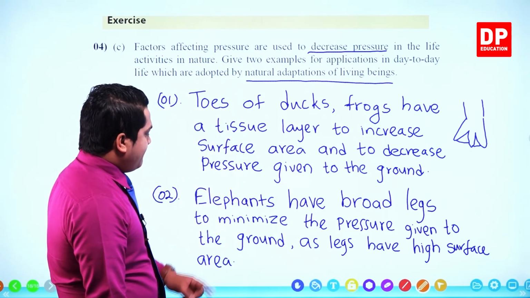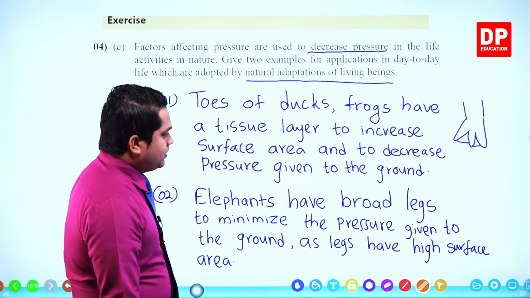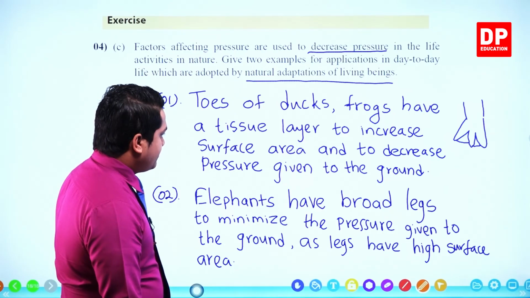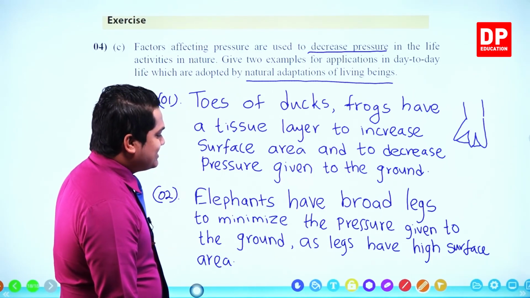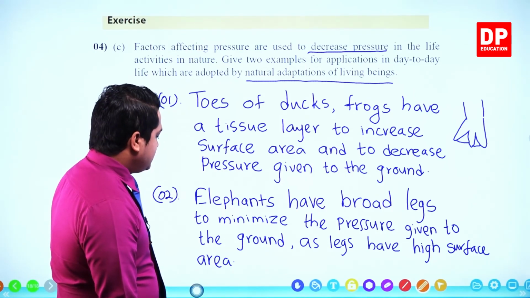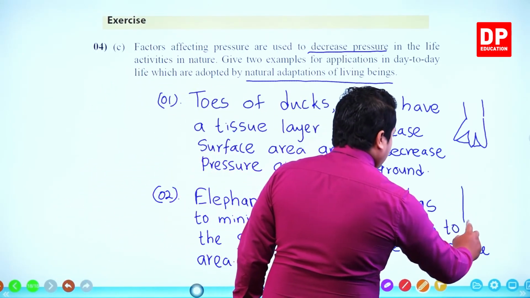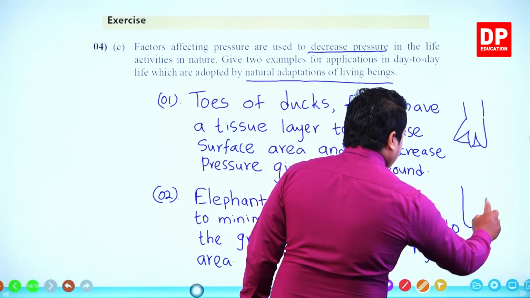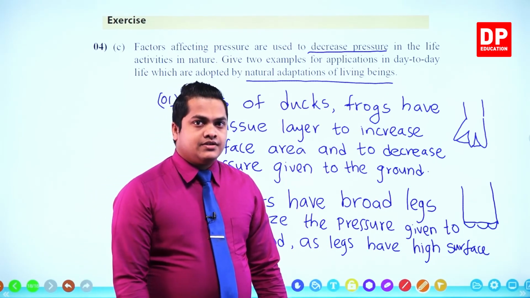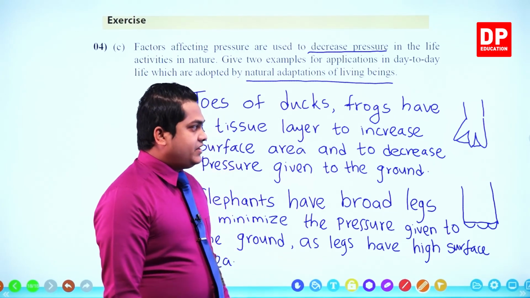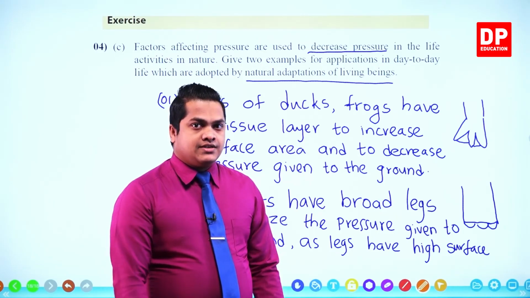Then elephants have broad legs to minimize the pressure given to the ground, as legs have high surface area. So these are the places, right? So elephants, they have this kind of a leg, with high or greater surface area. So these are the cases where we can observe, right, natural adaptations in order to decrease the pressure, my dear children.